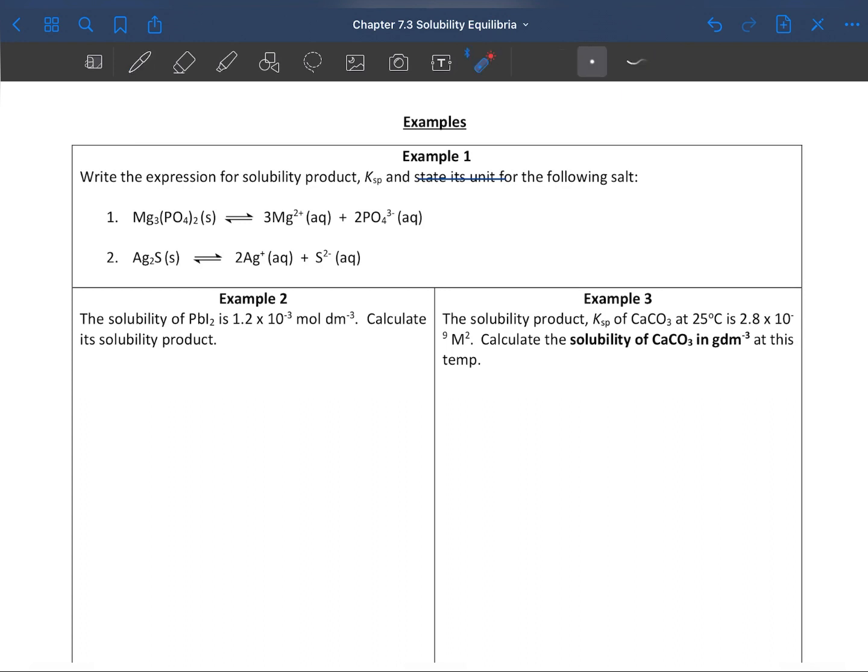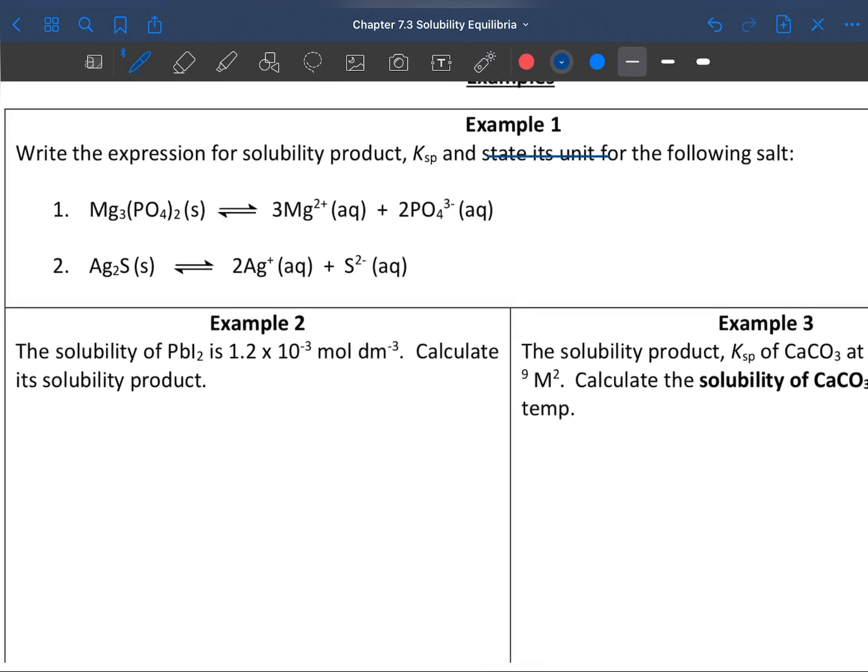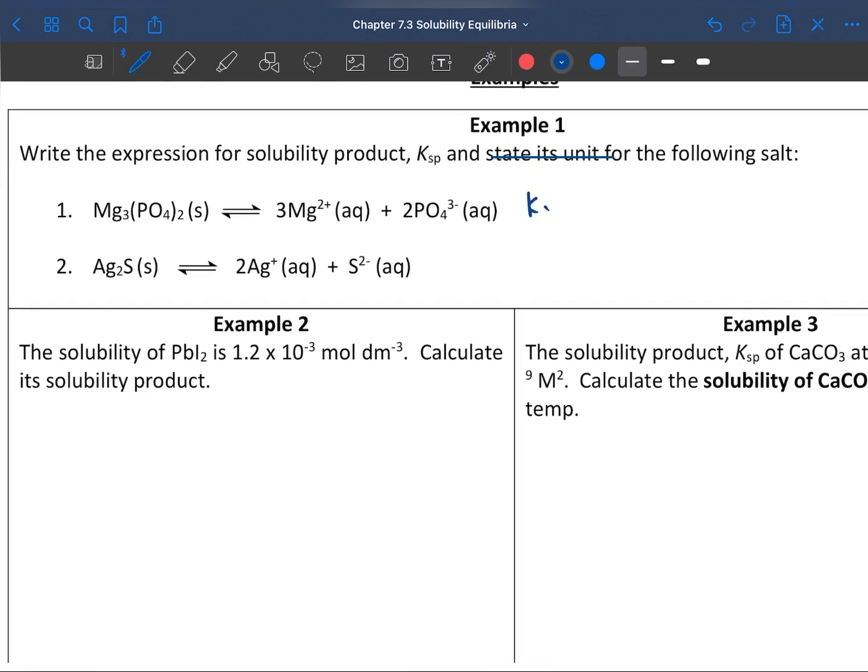Okay, so ini sama juga. Depan ni solid, so kita tak ambil kira lah. Kita akan ambil aqueous sahaja. So, if we write this answer, KSP equal to concentration of Mg2 plus. Okay, over here dia ada 3 kan. So, to the power of 3 and then times with concentration of PO4 3 minus. Okay, ada stoichiometry dia 2. So, to the power of 2. Okay, so jangan terlupalah benda-benda tu.